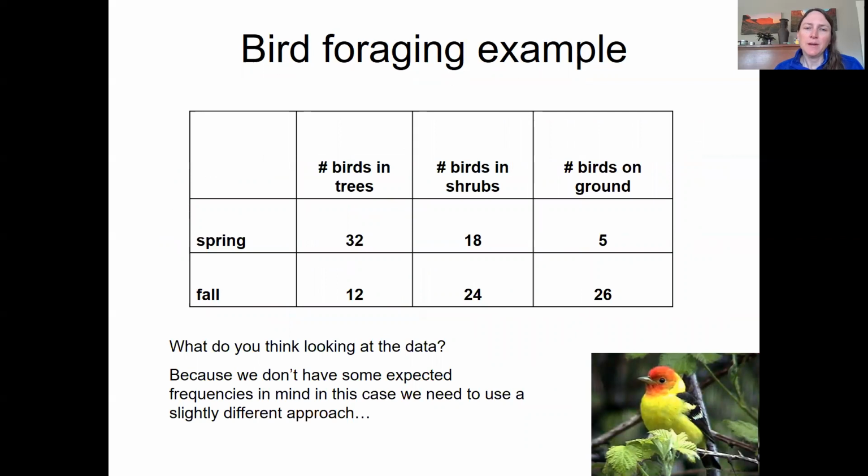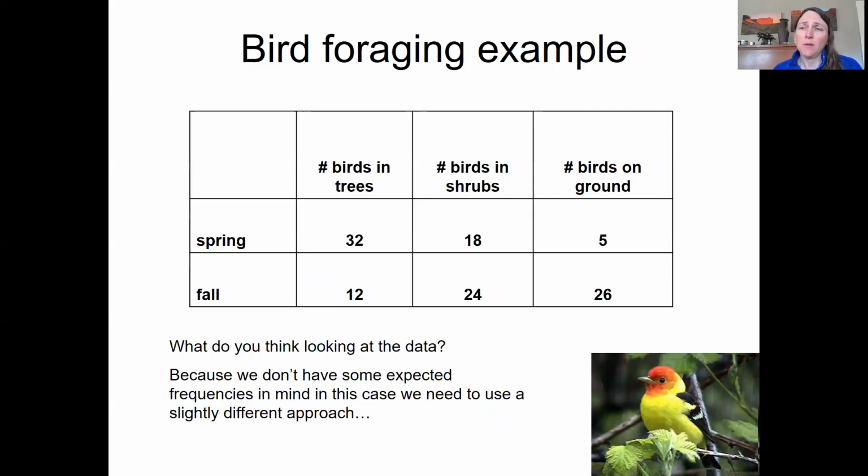So if we go outside in the spring, and then again in the fall, we observe birds and we count 32 birds foraging in trees in the spring, 18 birds in the shrubs, and only 5 birds on the ground in the springtime, compared to 12 birds in the trees in the fall, 24 in the shrubs, and 26 birds on the ground.